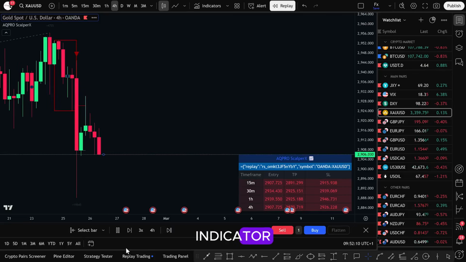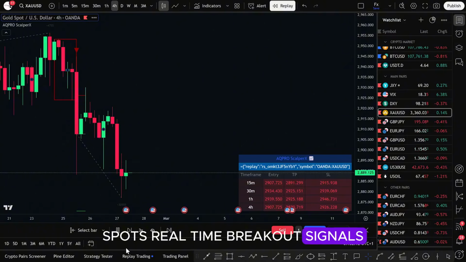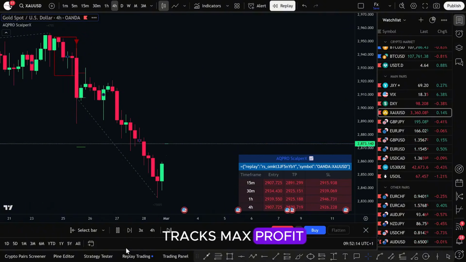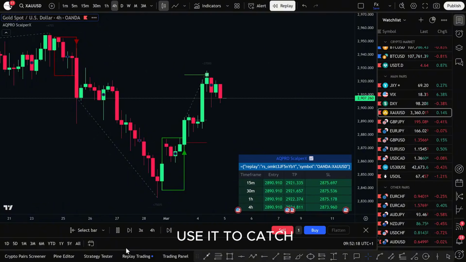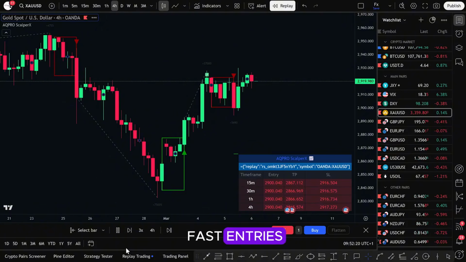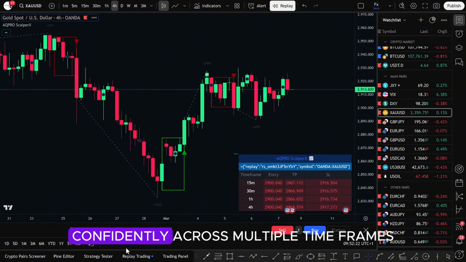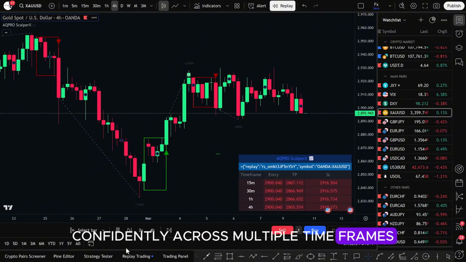AQPRO ScalperX Indicator spots real-time breakout signals, tracks max profit, and shows smart take profit and stop loss levels to manage your trades. Use it to catch fast entries, filter out noise, and trade breakouts confidently across multiple time frames.